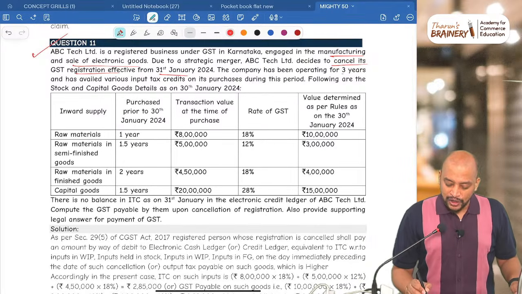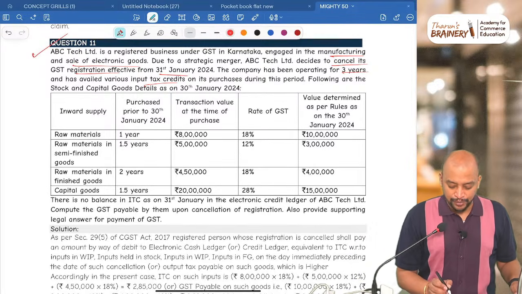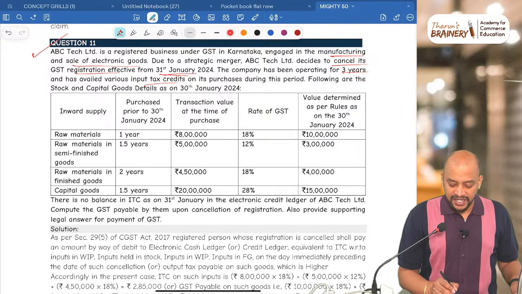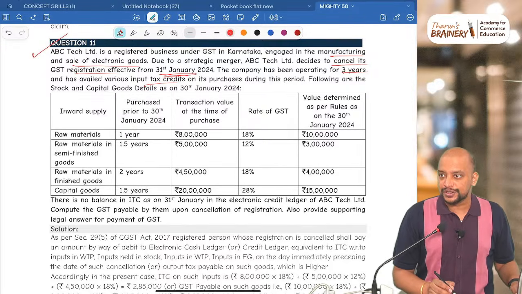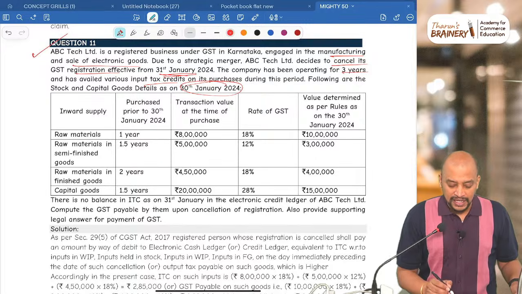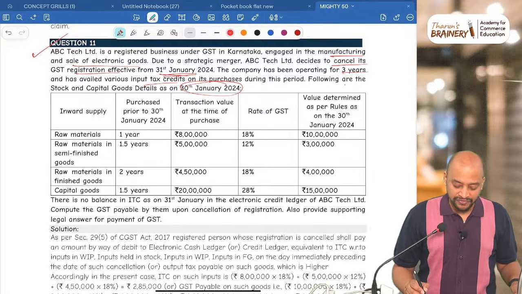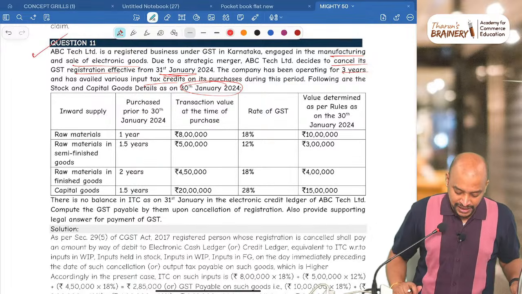The company has been operating for 3 years and availed various input tax credit on its purchases during the period. With effect from 31st January, they are cancelling, which means we need to take the closing stock as on 30th January and we need to reverse the ITC. So because of 29 subsection 5, following are the stock and capital goods details.